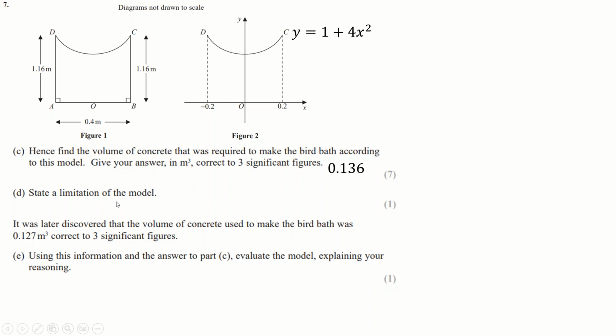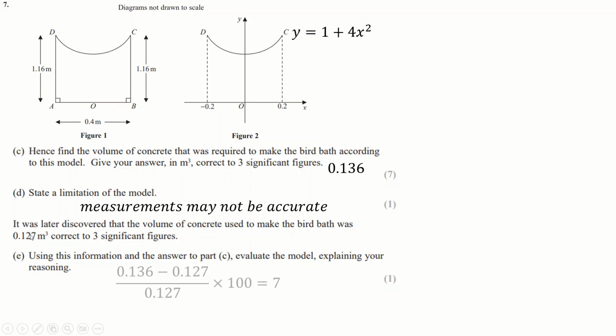I think state the limitations, yeah, I mean, there's lots of things you could say here, I'm sure. They might not have measured this super accurately, is one, cool, fine. It's later discovered the volume was actually this. So our volume is this that we found, and it's actually given as this. Now, I don't really like this question, I don't really understand the answer that's in the mark scheme, but one thing you could do is find the percentage difference, which we all know how to do, so let's take away this over this times 100. So it's a 7% difference.